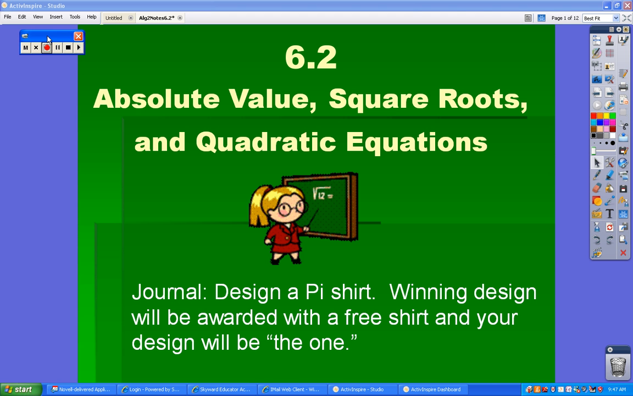These are your notes for section 6-2, and today we're going to talk about absolute values, square roots, and some quadratic equations.